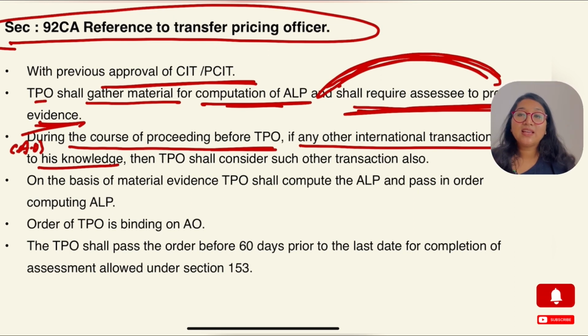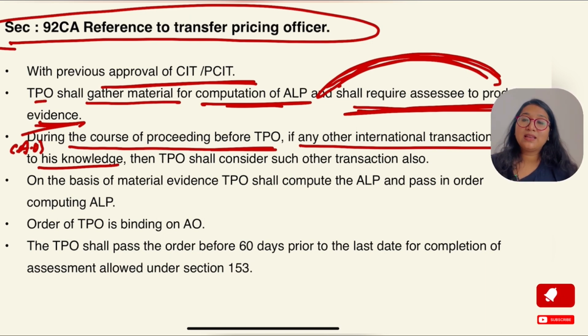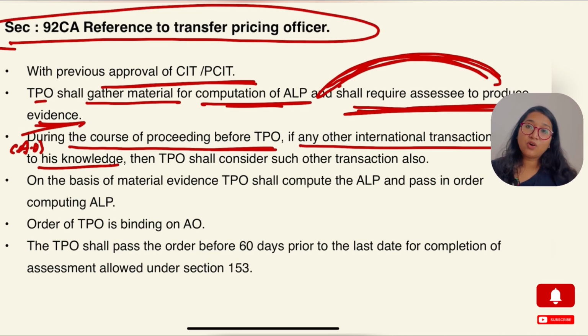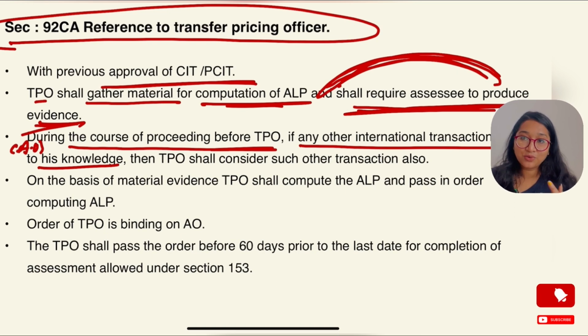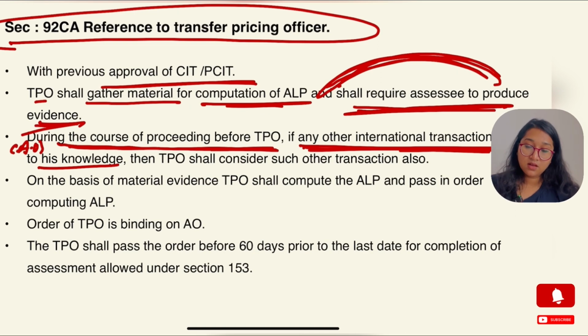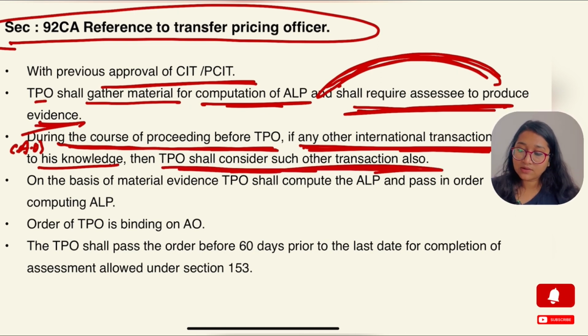For example, the assessing officer has given all the details to the transfer pricing officer, and the transfer pricing officer is doing his duty, determining the actual price, taking evidence from SSC. During that period, the assessing officer finds out that there is another international transaction of the same SSC. Do you think that the transaction where he gets to know about it would also be part of this procedure? Yes. They are saying that during the course of proceeding before TPO, if any other international transaction comes to the assessing officer's knowledge, then TPO shall also consider such transaction. Do you hope this part was clear?